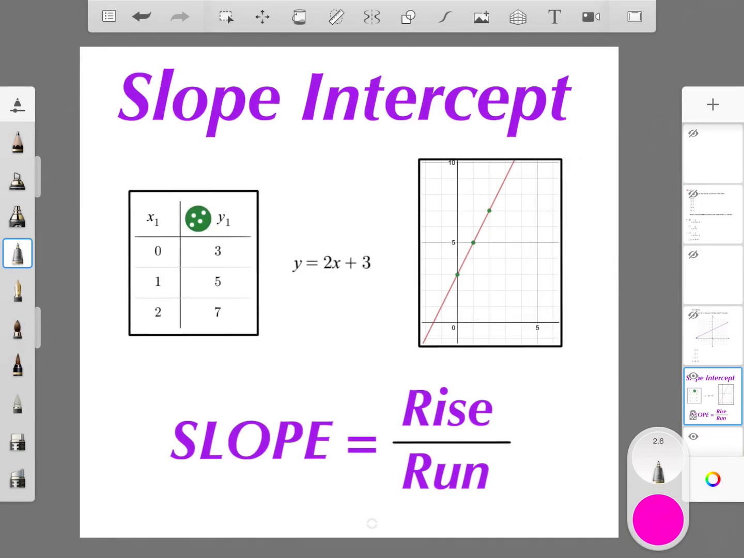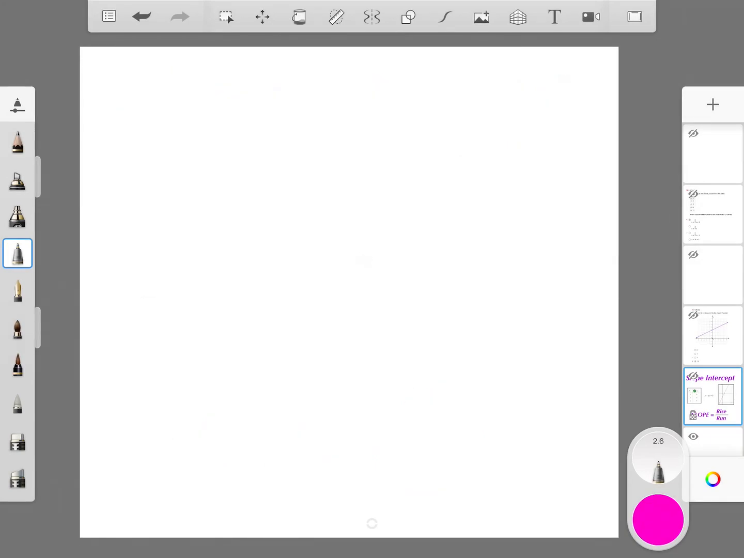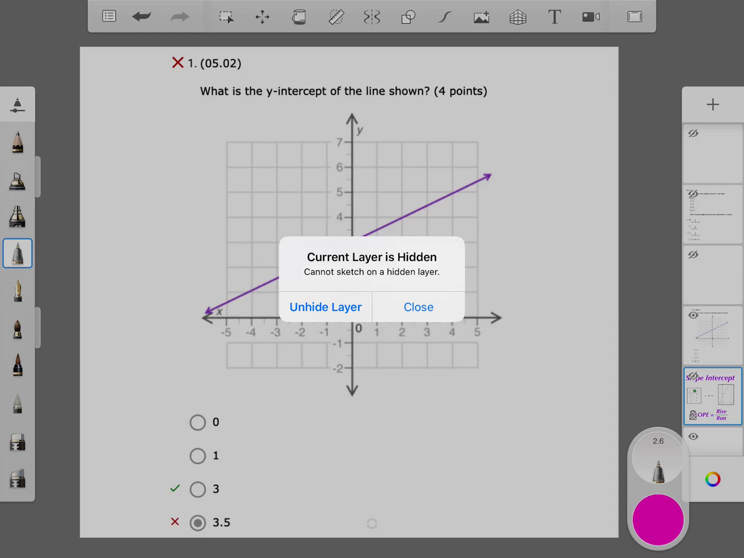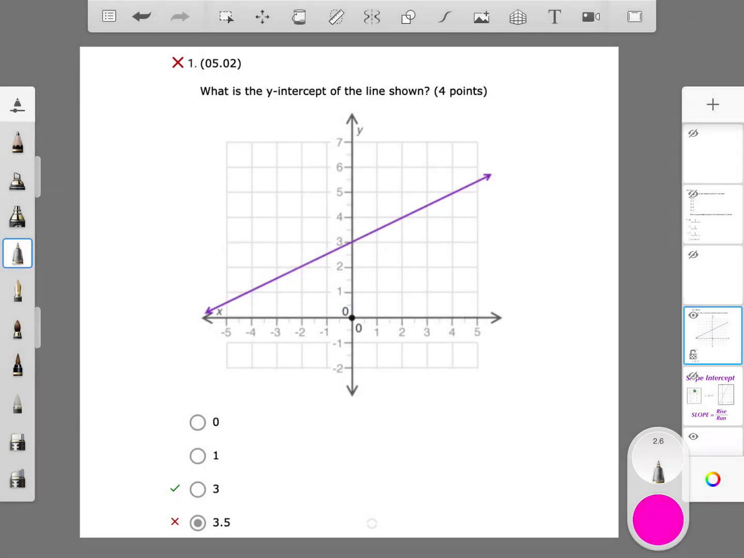So let's take a look at our first problem. What is the y-intercept of the line shown? Okay, we want to see the y-intercept. That's just like saying in a table, when x is 0, what is y? Okay? And we can do that by reading the graph.